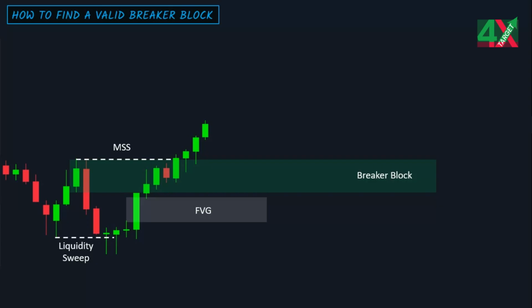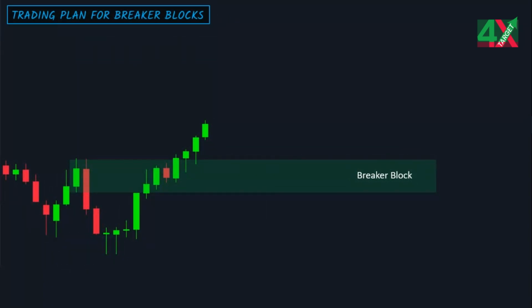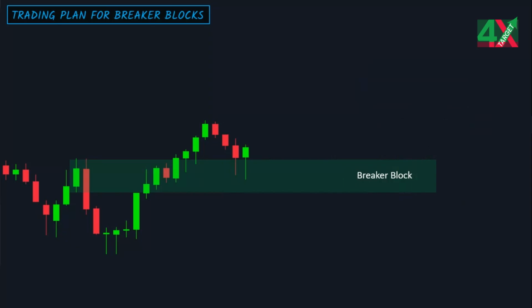Once you've confirmed a valid breaker block, the next step is planning and managing the trade with precision. For the entry, the safest approach is to wait for price to return and retest the breaker block zone. At that point, zoom into a lower time frame, such as the 1-minute or 5-minute chart, and look for a change of character or a break of structure. These signals confirm that momentum is shifting in line with the breaker block, giving a higher probability setup. Open your position on a slight pullback after confirmation.